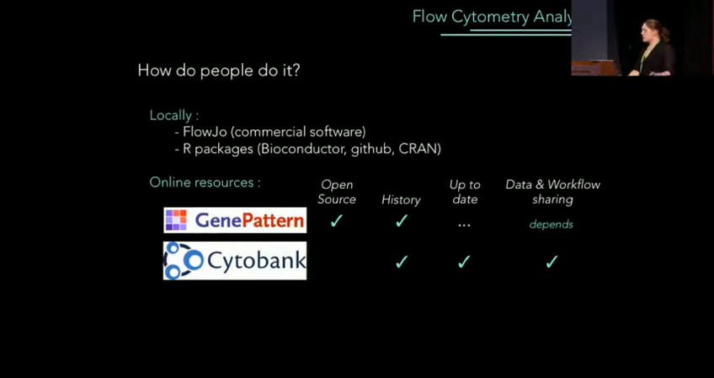So GenePattern has a lot of cool things, but unfortunately, the flow cytometry analysis suite is not really up to date. And I don't know that it's actually maintained. Maybe it is, and if it is, I'm sorry. And then there's Cytobank. Cytobank is pretty cool, but it's also not free. You have to pay a subscription to use all of the packages that they have.